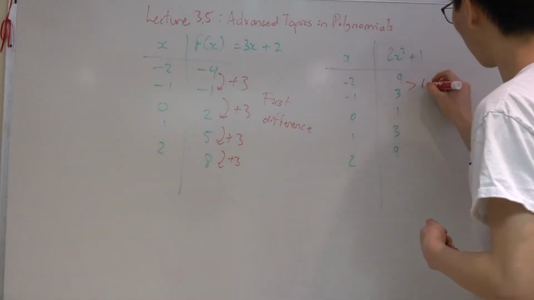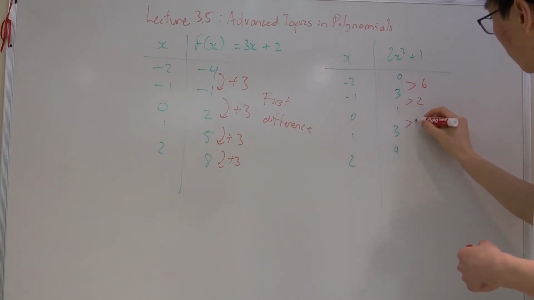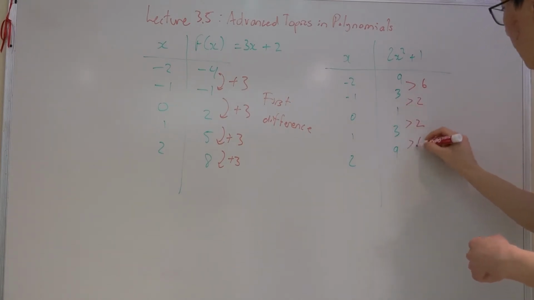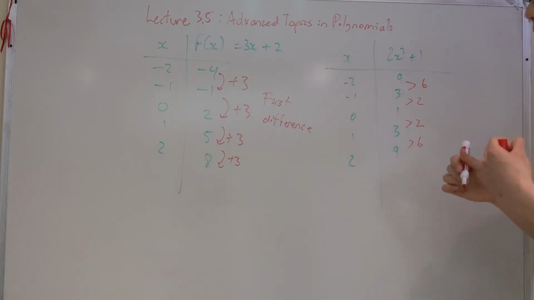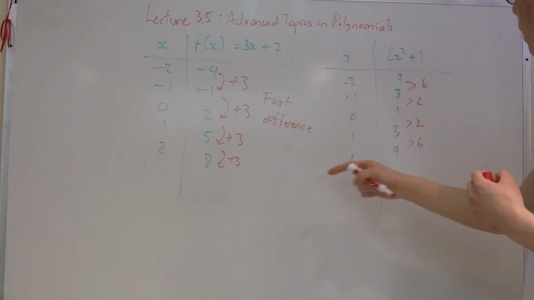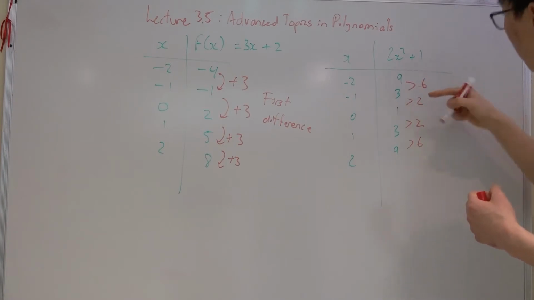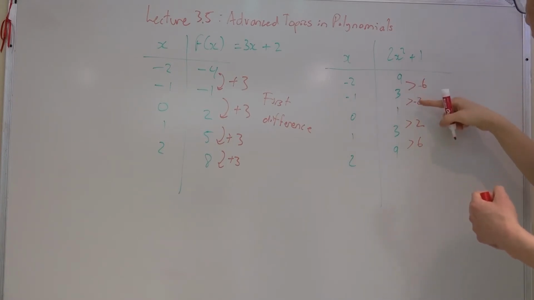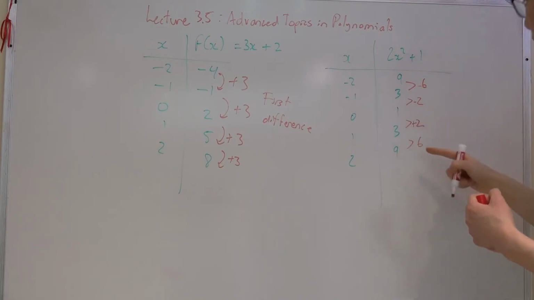We will put a first difference of 6 here. This is 2, this is 2, this is 6. Maybe we should take care of the signs, whether it's increasing or decreasing. See how here we went +3, +3, +3. Well, here we actually went -6, and then we went -2, and then we went +2, and then we went +6.